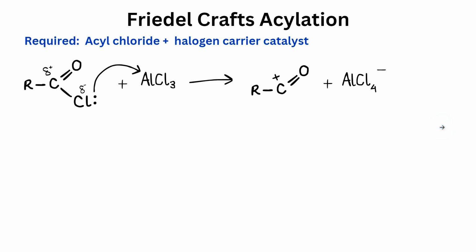So let's study Friedel-Crafts acylation first. Okay, we need an acyl chloride and a halogen carrier catalyst. The halogen carrier catalyst helps us to generate a strong electrophile. The AlCl3 helps us to generate a strong electrophile, which you can see here is RC double bond O, and we have a positive charge on this. Now, this is a very powerful electrophile that can react with the benzene.